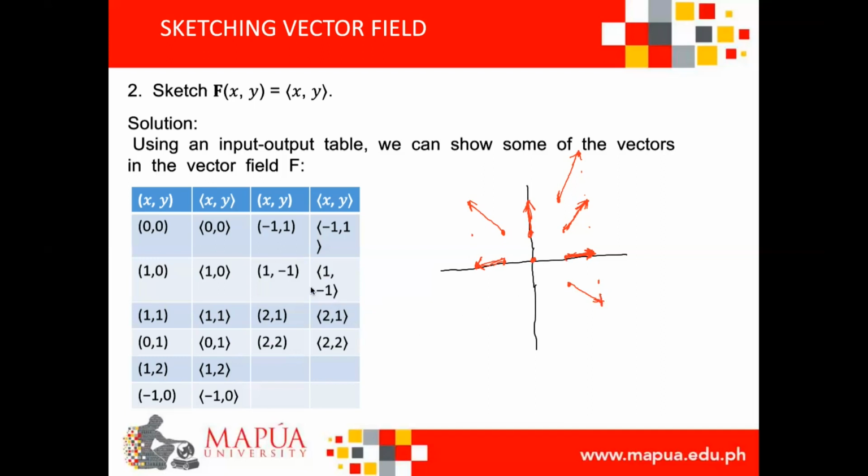Then let's say you have here negative 1, negative 1. So where is that point, negative 1, negative 1? It's right here. Then I will have negative 1, negative 1 as the components of your vector. So negative 1 to the right, negative 1 downward.